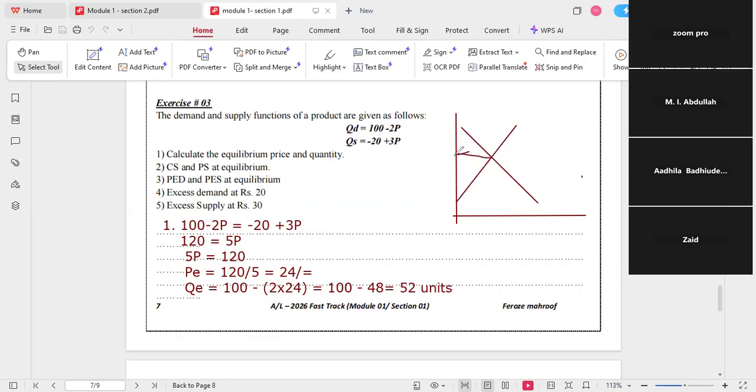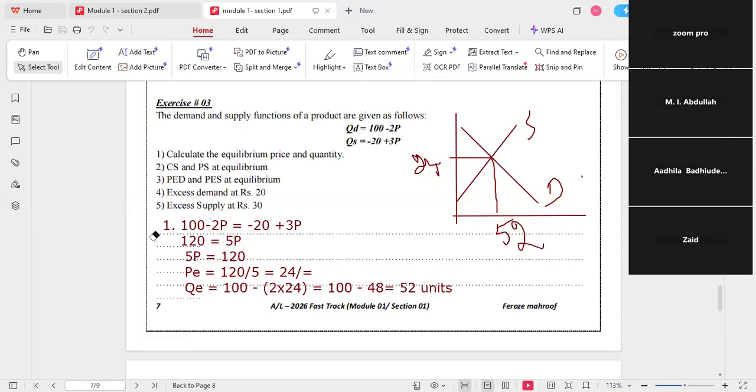So accordingly, I'm just drawing a rough diagram here. So in this rough diagram, price is 24, quantity is 52 units. Demand and supply have been drawn. Right. That is clear, no? Equilibrium price and quantity. Right.